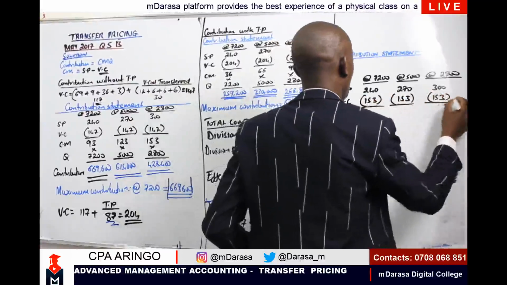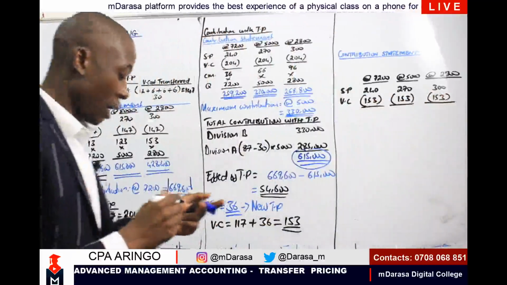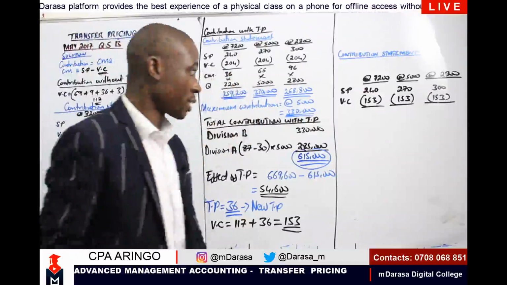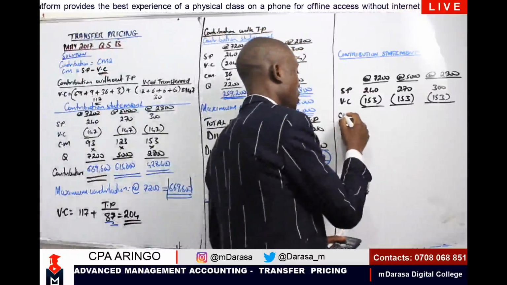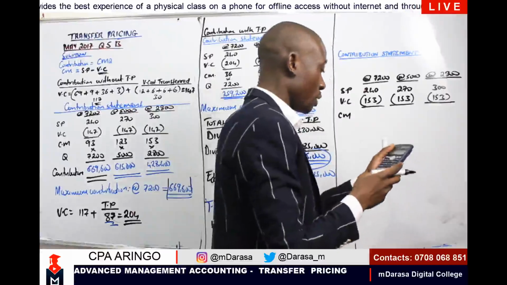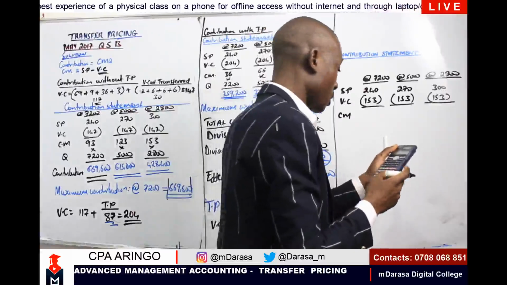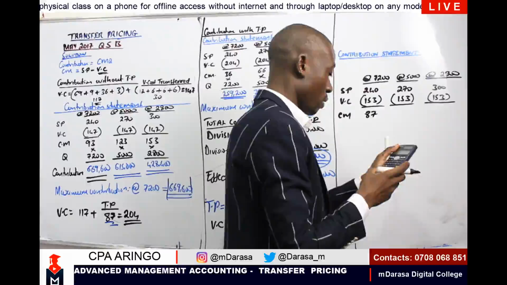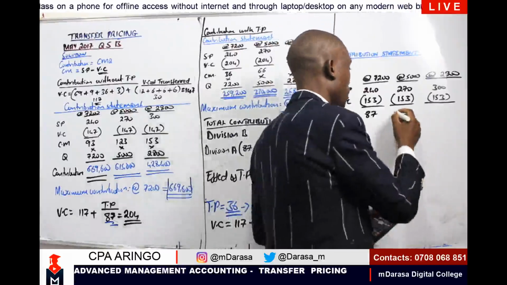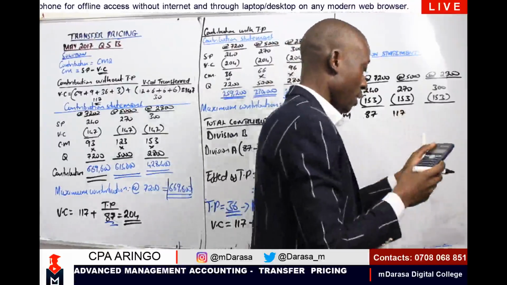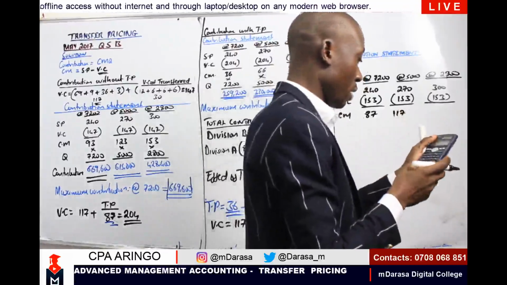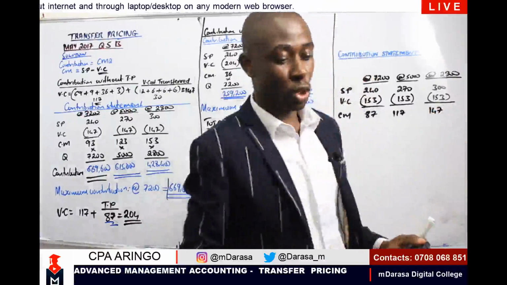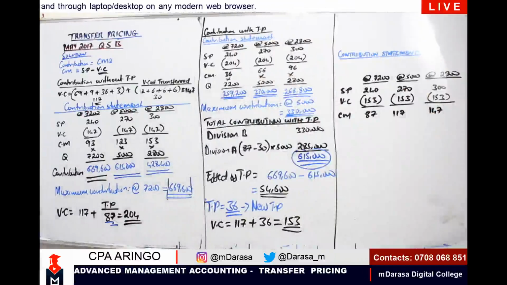So what will be our contribution margin? For the first case, we should be talking of 240 minus 153 to give us 87. 270 minus 153 gives us 117. And 300 minus 153 gives us 147. We have our contribution margin.